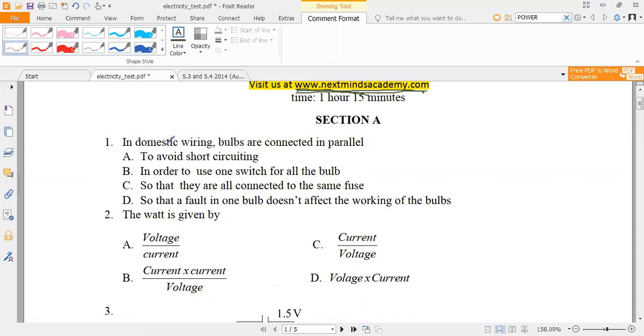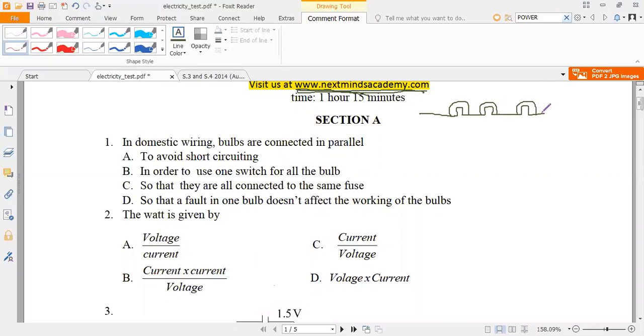So the first question is here, and it says, in a domestic wiring, bulbs are connected in parallel. So they want us basically to explain why bulbs are connected in parallel. So most times when doing connections in homes, bulbs are connected in parallel. Let's first look at what can happen. What if the bulbs are connected in series? So in a series connection, it means bulbs will be connected in this way.